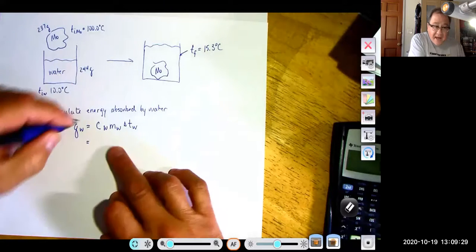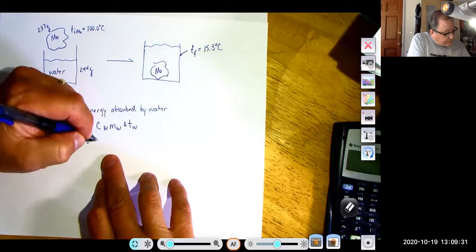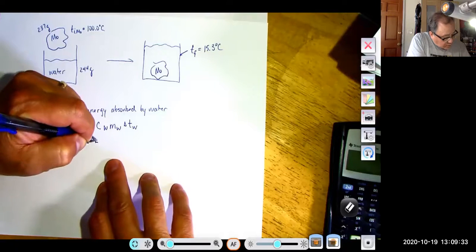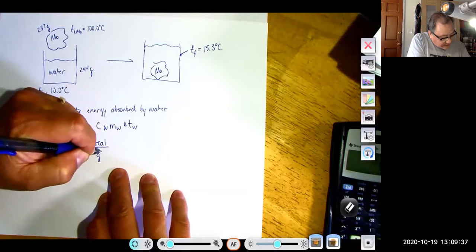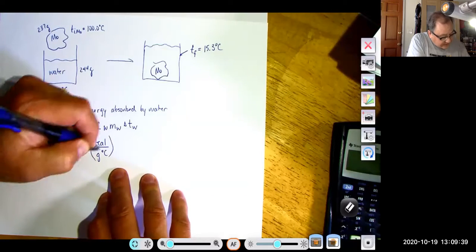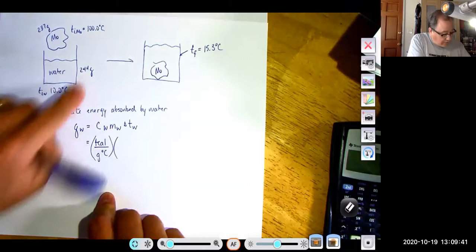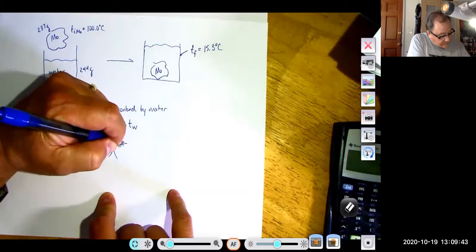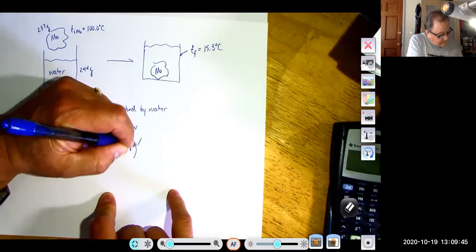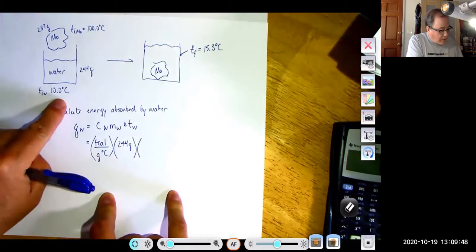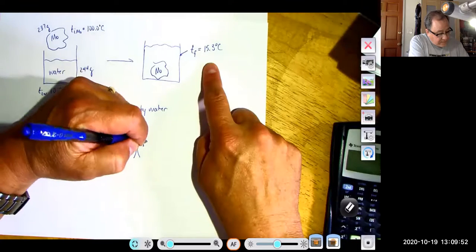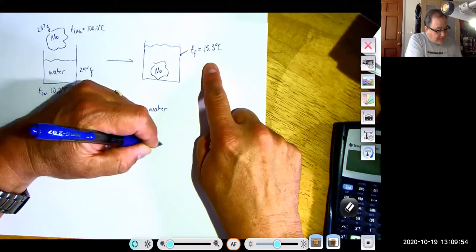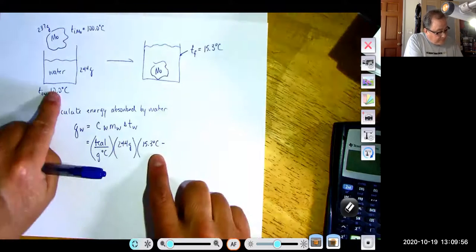The specific heat capacity of water is 1 calorie per gram degree Celsius. The mass of the water was 244 grams. The change in temp of the water is going to be the final temp, 15.3 degrees Celsius, minus the initial temp, 10.